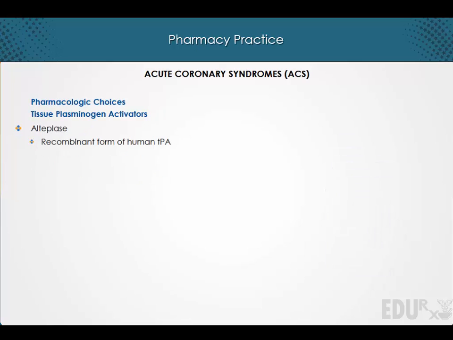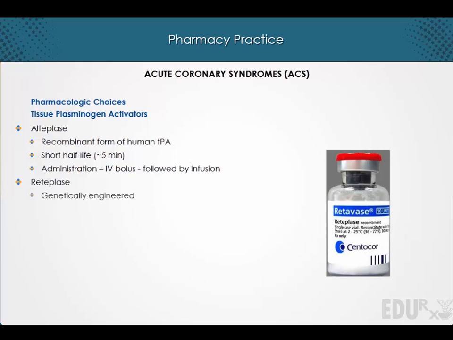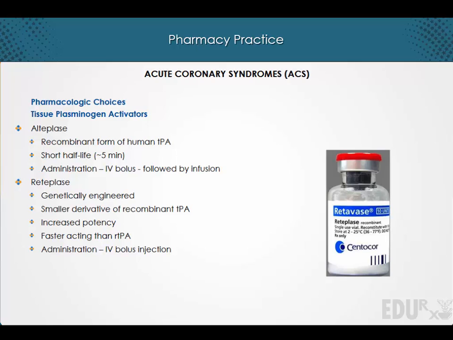Alteplase is a recombinant form of tissue plasminogen activator. It has a short half-life and is therefore usually administered as an intravenous bolus followed by an infusion. Reteplase is a genetically engineered smaller derivative of recombinant tissue plasminogen activator. It has increased potency and is faster acting than the recombinant tissue plasminogen activator. It is usually administered as an intravenous bolus injection.